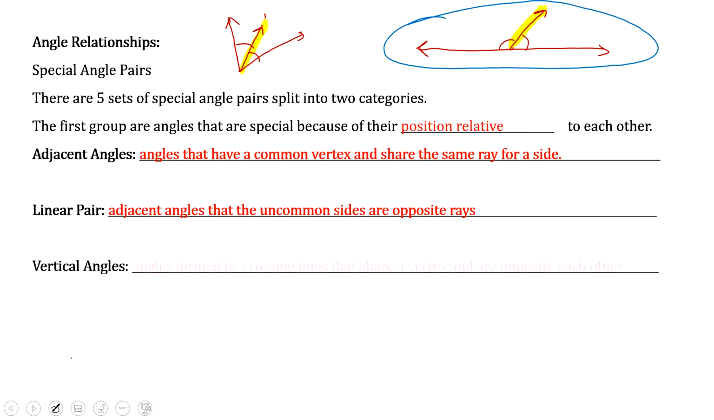Okay. And the last one, the vertical angles, are formed by crossing lines that share a vertex and are opposite each other. So if we had two lines that crossed, our vertical angles are the ones that are opposite each other. They all have the same vertex. So each pair of intersecting lines forms two pairs of vertical angles. Does that make sense to everyone?